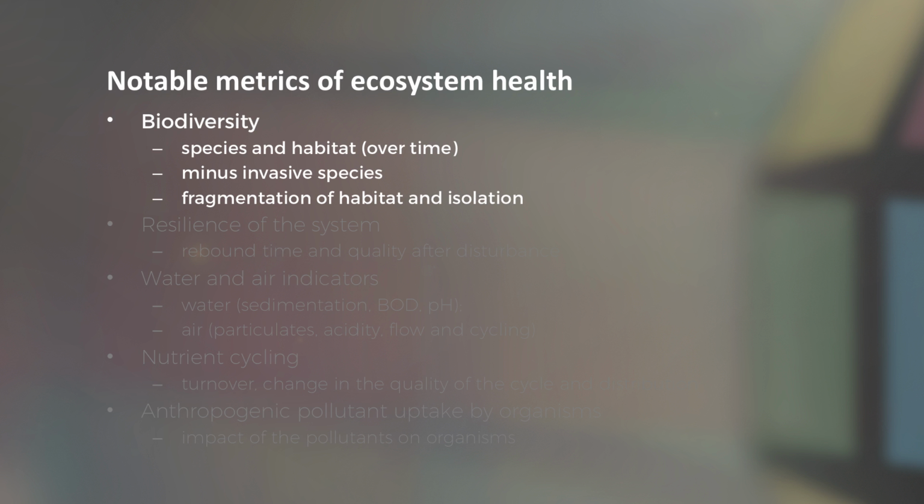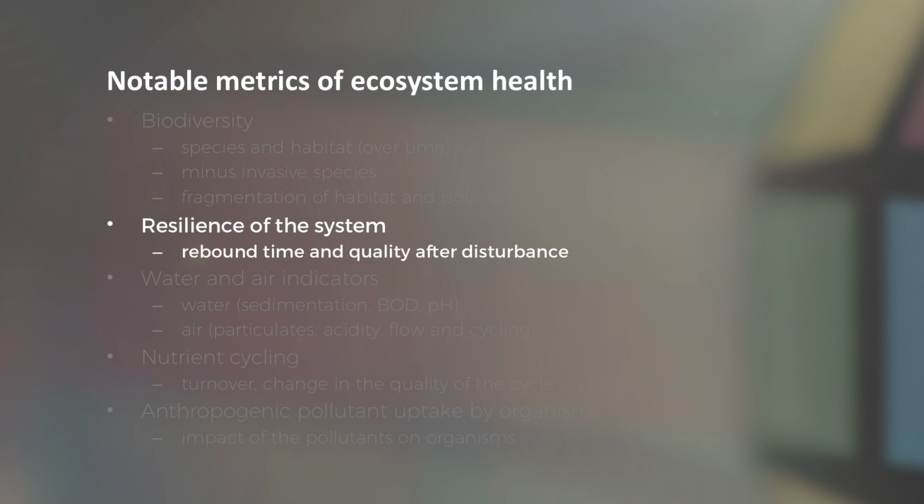Fragmentation of habitat and isolation can also impact how human health is impacted by species diversity. For example, if you have lots of ecosystems that are no longer connected because road systems or other levels of human disturbance are making them fragmented, that will in itself have an impact on the level of health of the ecosystem as well as human health. So resilience of the system has also a lot to do with the level of rebound that it can encounter. This has to do with the kind of disturbance that exists.